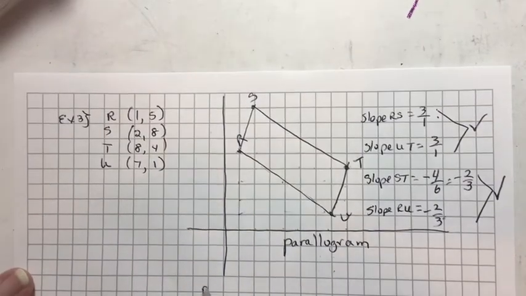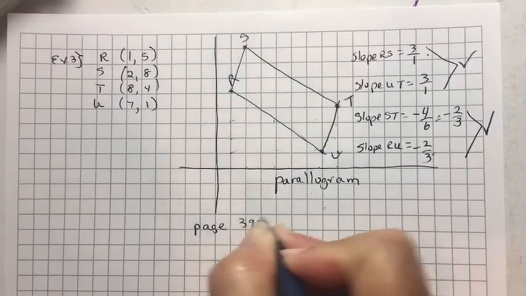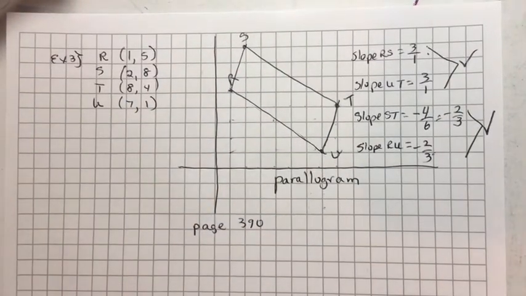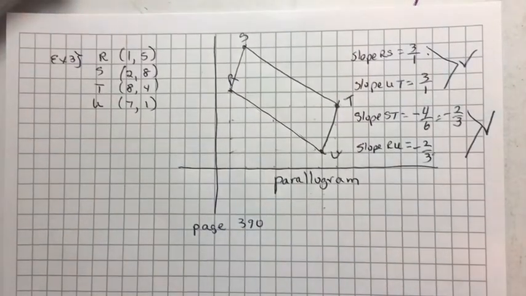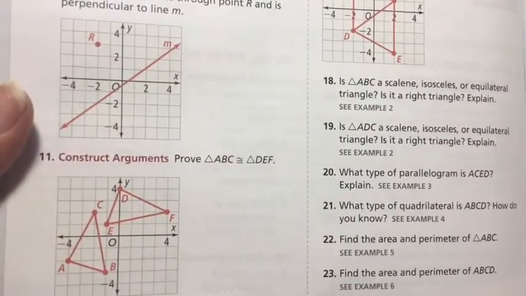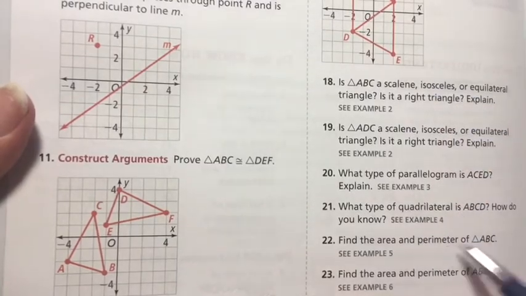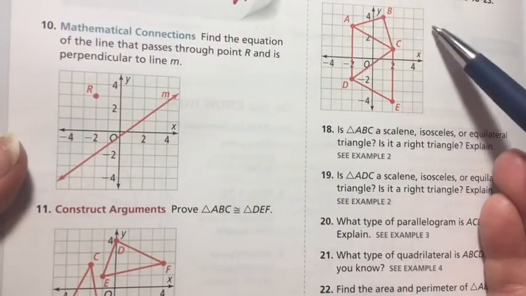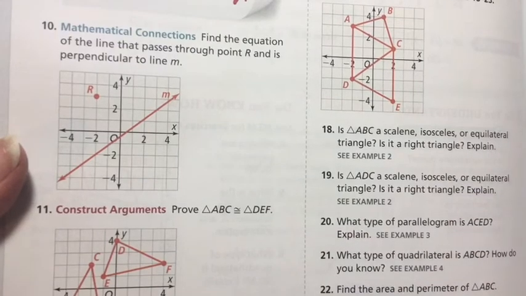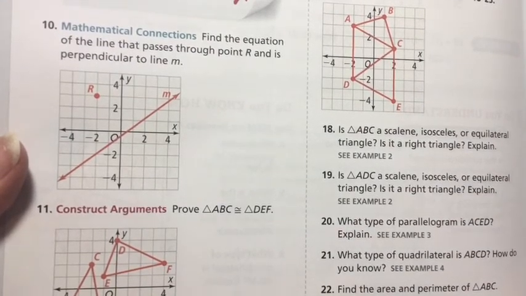You are going to be working in your textbooks today on page 390. We're going to look at problems 18 to 23. So basically on 18 to 23, it's just this little section here. It's already got graphs up here that you're just going to look at, determine whether you need to use distance or slope to answer those questions.